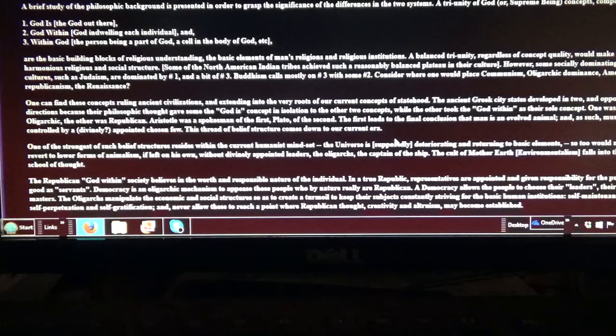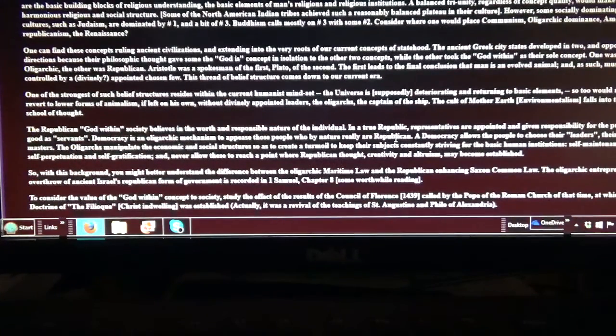This thread of belief structure comes down to our current era. One of the strongest of such belief structures resides within the current humanist mindset. The universe is, supposedly, deteriorating and returning to basic elements. So too would man revert to lower forms of animalism, if left to his own, without divinely appointed leaders, the oligarchs, the captain of the ship. The cult of Mother Earth, environmentalism, falls into this school of thought.